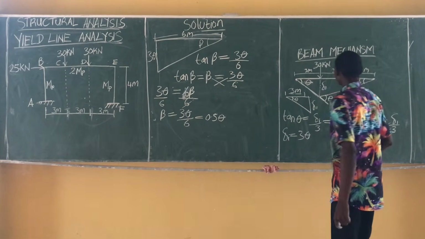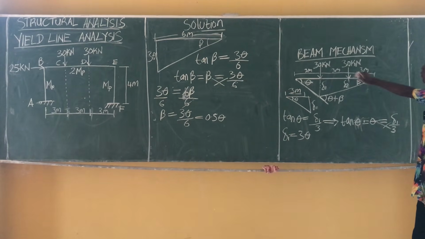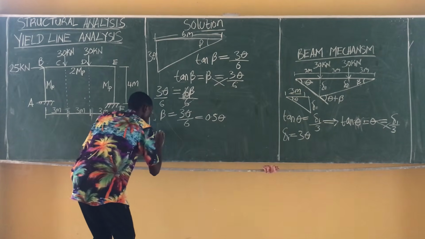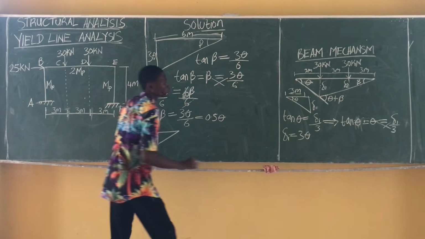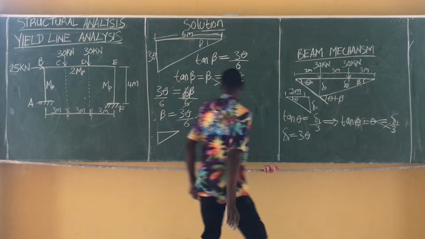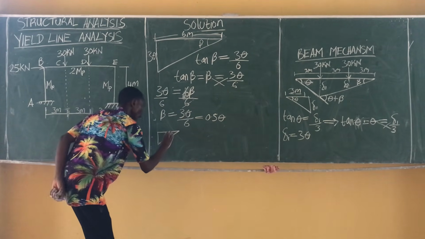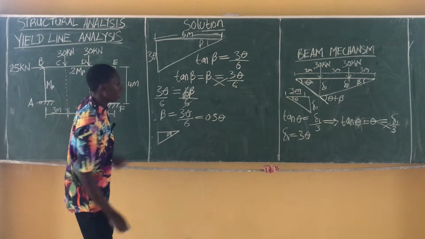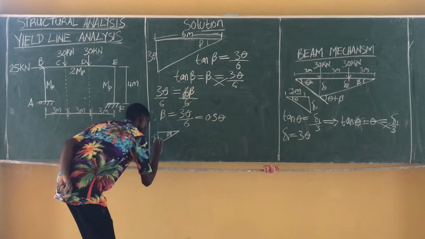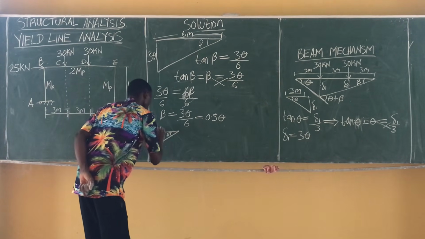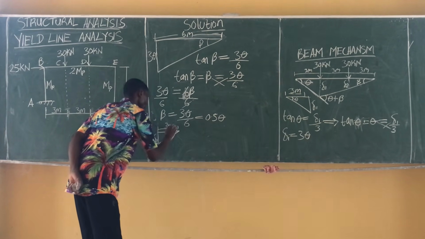Okay, now we have gotten the value for our beta. Remember, for us to get external work done, we need this deflection. So how do we get this deflection? We simply consider this portion of the triangle. If you consider this portion, we have this to be beta, and then we have this to be our delta subscript 2, and then we have this to be 3 meters.